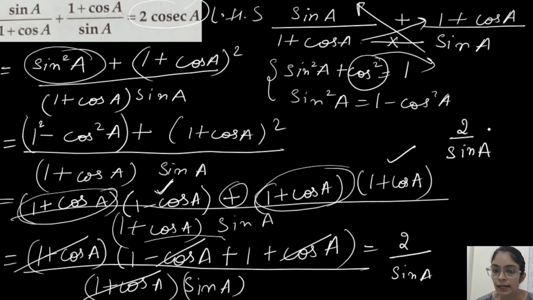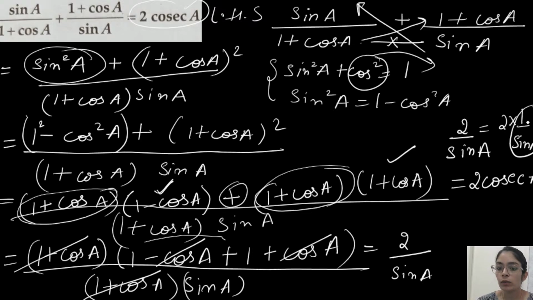See, 2 by sin A means 2 into 1 by sin A, and 1 by sin A, if we apply the reciprocal relation, will become 2 into cosecant A, because 1 by sine is cosecant A. So is this question clear?